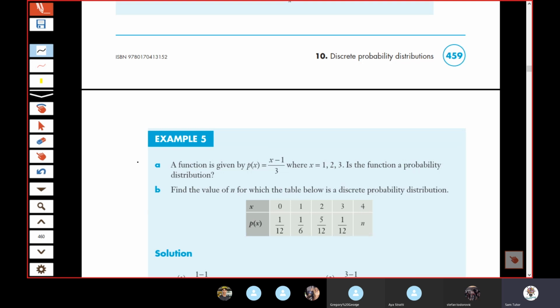This looks like an interesting question. Let's have a look at what it's saying. A function is given by p of x equals x minus 1 on 3. So that means we know this bit here was calculated by x minus 1 on 3.